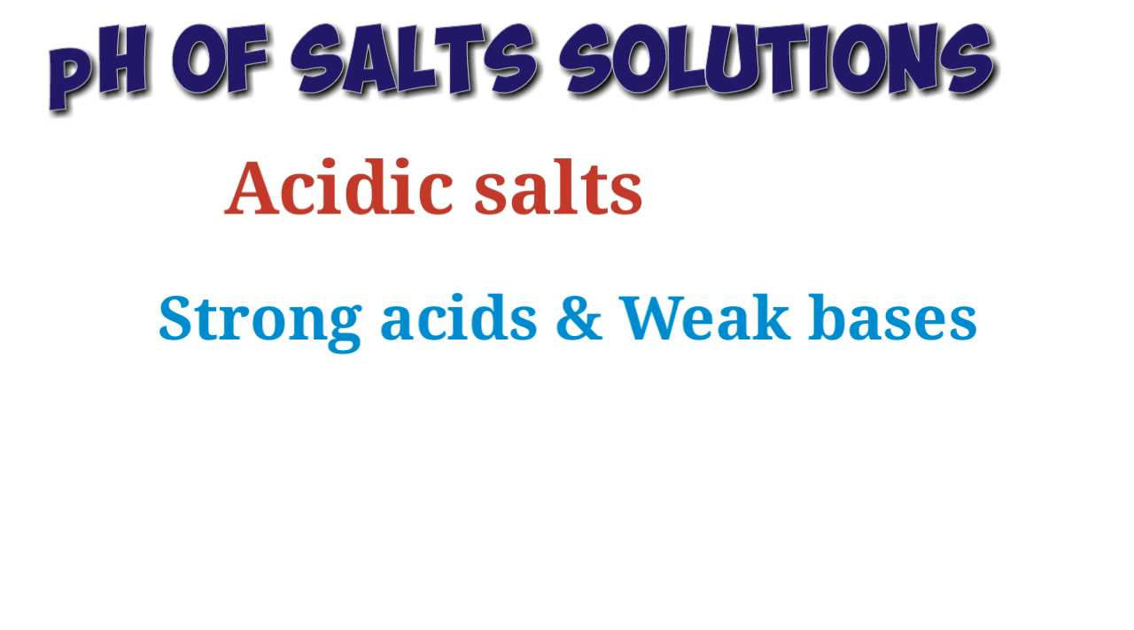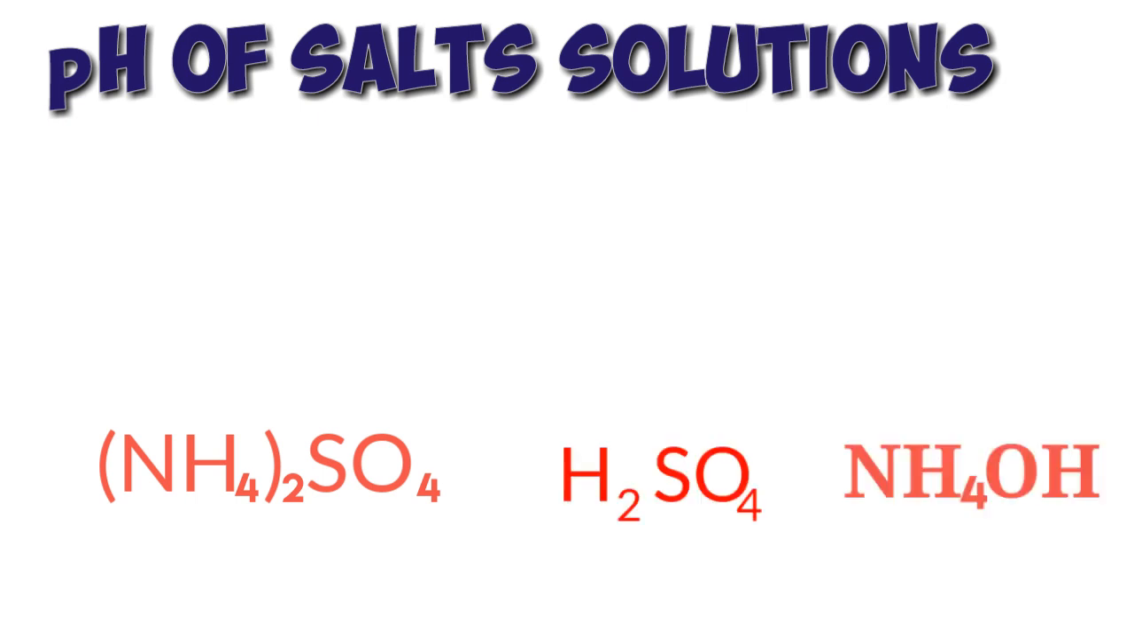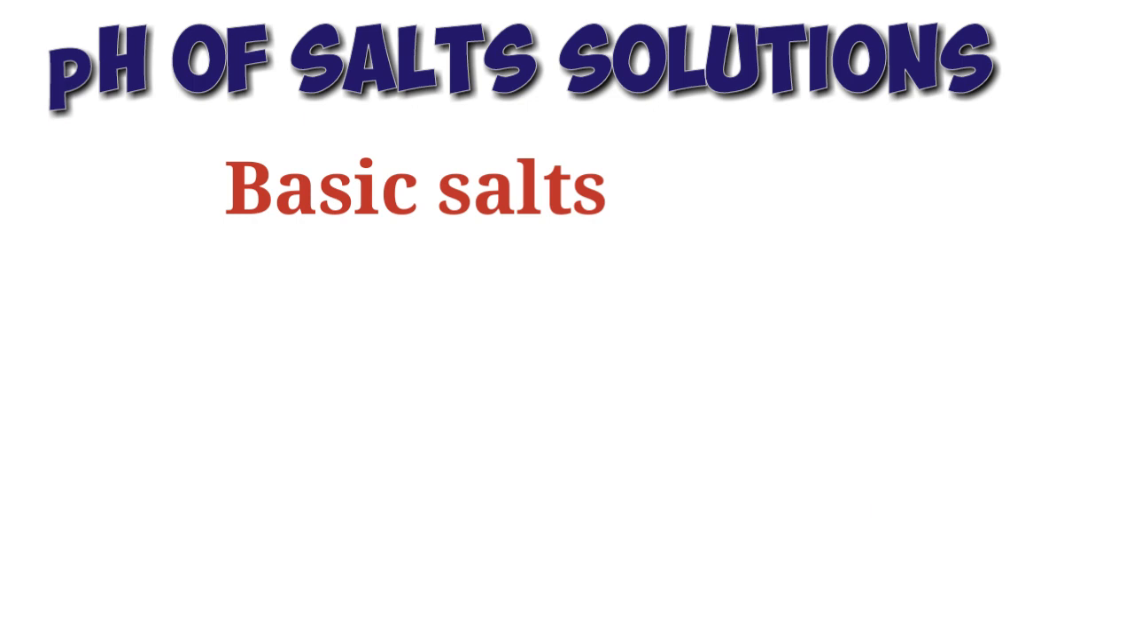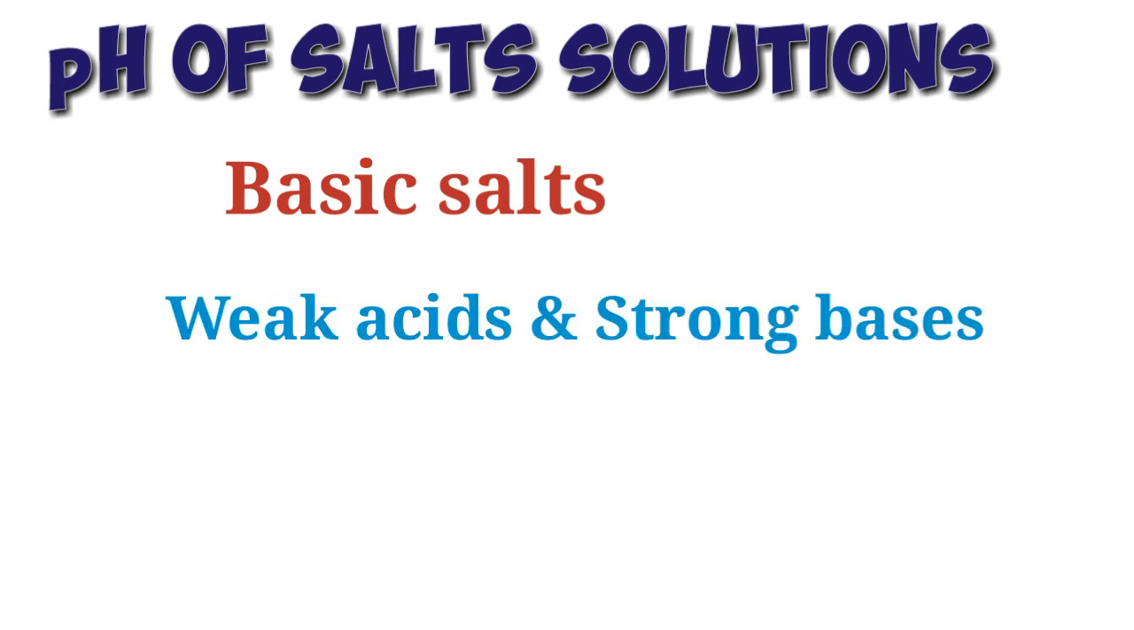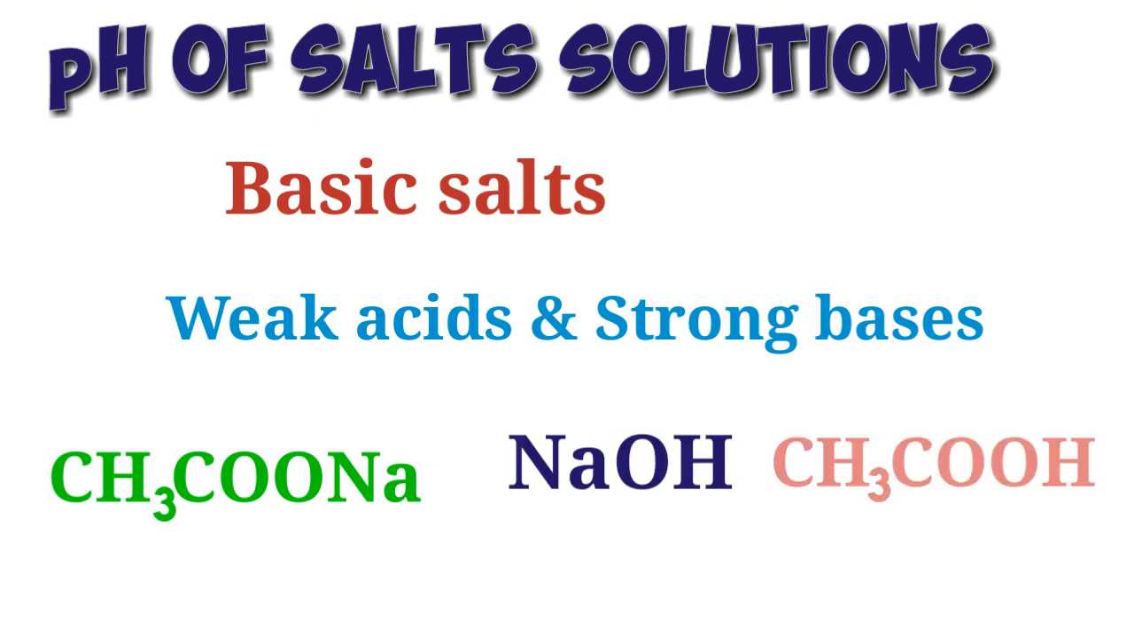Another example of an acidic salt is ammonium sulphate. It is formed from a strong acid, sulfuric acid, and a weak base, ammonium hydroxide. Next one is basic salt. Its solution has pH more than 7. It is formed by neutralization of a weak acid and a strong base. An example is sodium acetate. It is formed by the neutralization of a strong base, sodium hydroxide, and a weak acid, acetic acid.